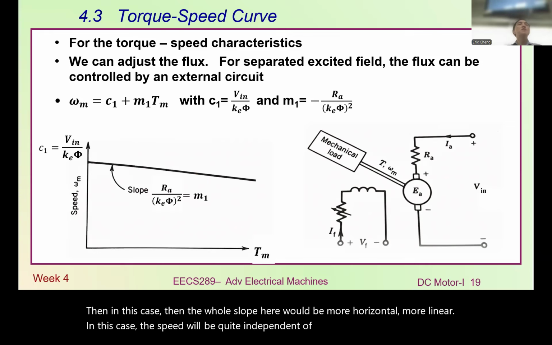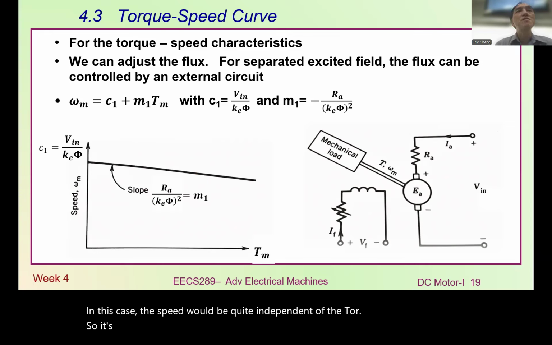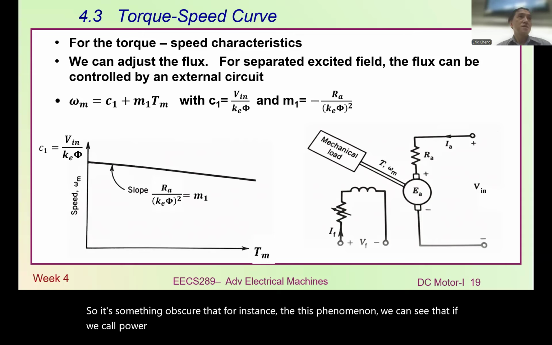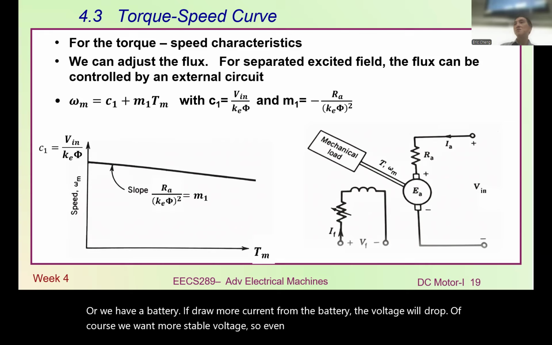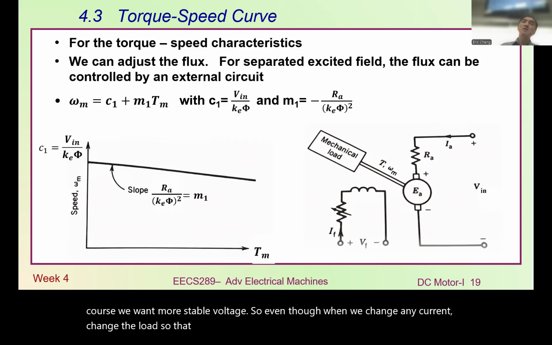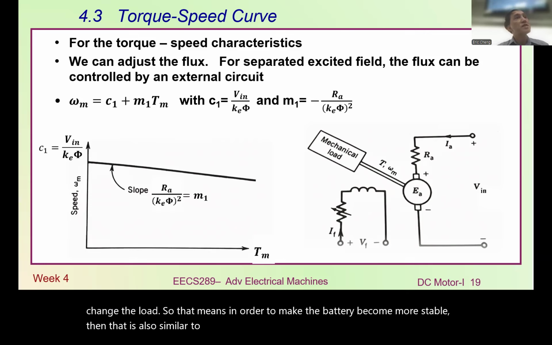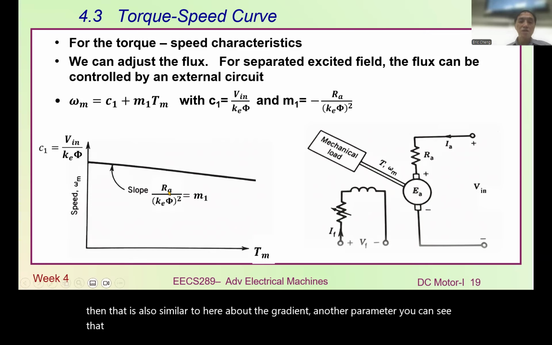It is something we observe, for instance, if we have a power supply or a battery. If we draw more current from the battery, the voltage will drop. Of course, we want a more stable voltage, even when we change the current or the load. So to make the battery more stable is similar to what we do here about the gradient. Another parameter you can see is RA, the internal resistance.